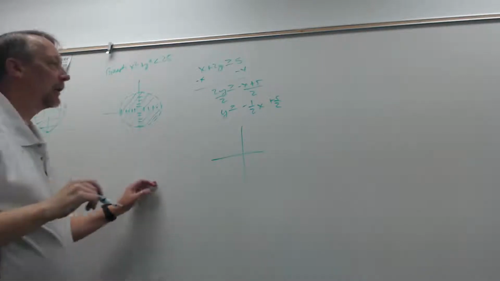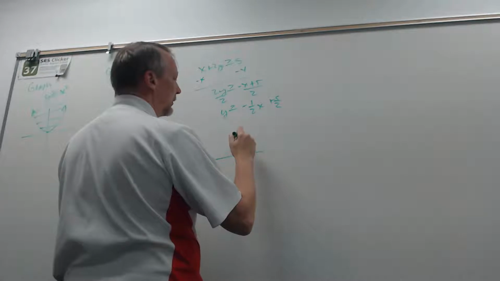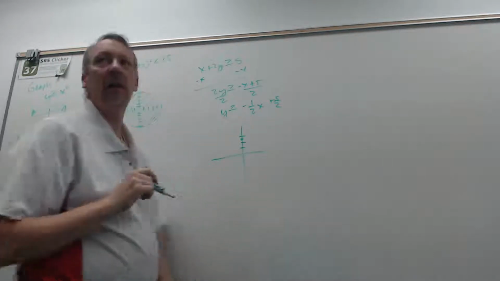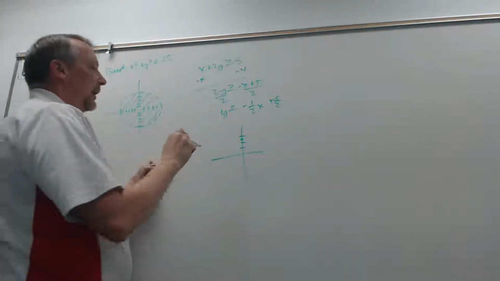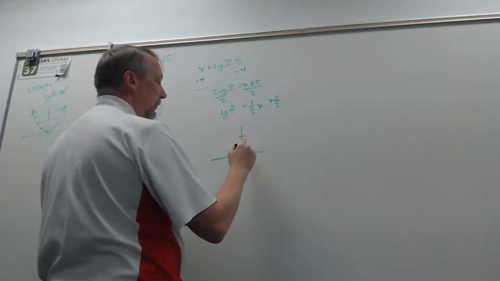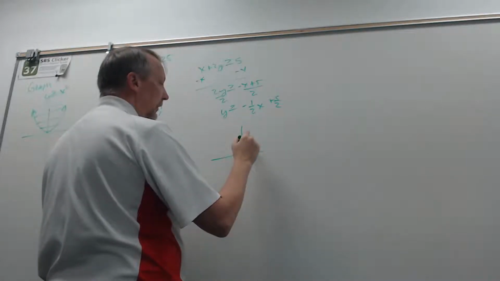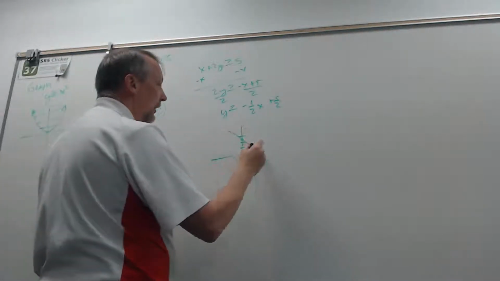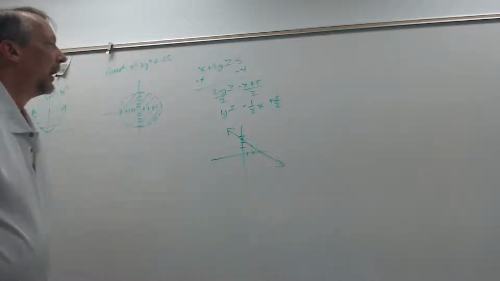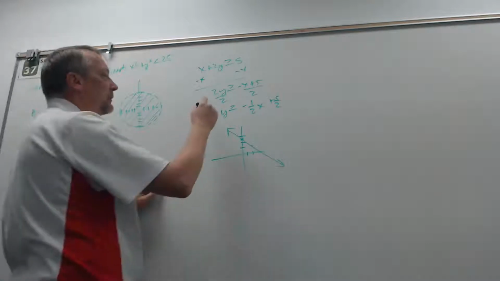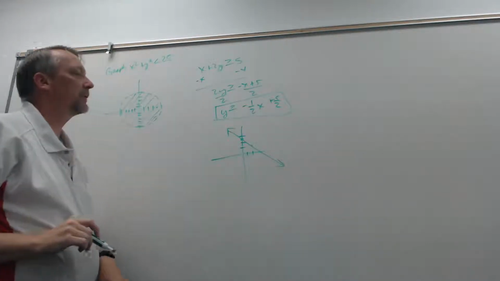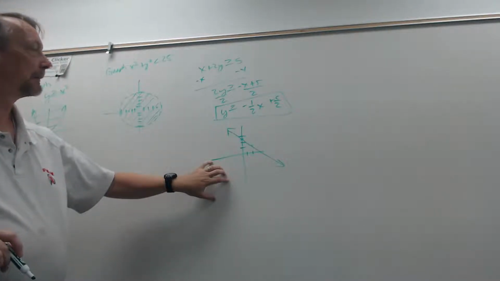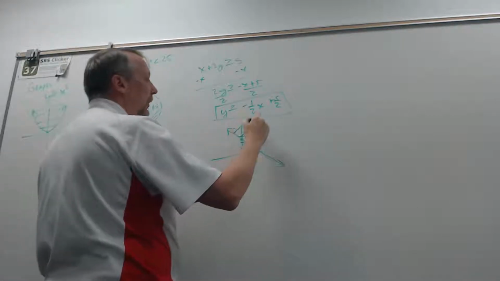Go up 5 halves, up to 2.5, that right there. And then you draw the line. Do I go up or down? Down 1 and over 2. About right there. Is it a dashed or a solid line? Solid line. Is it the top side or the bottom side where you're shading? You shade the top side, right? We want where y is greater than the line.